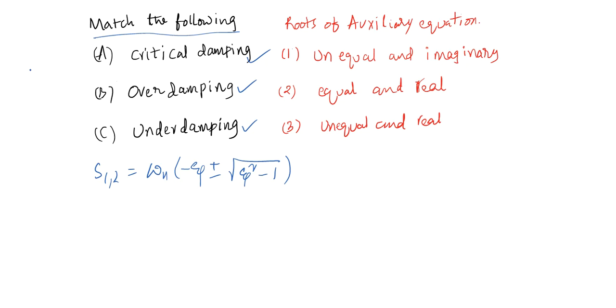For the critical damping case, zeta is equal to 1. If we place zeta equal to 1 here, this term will become 0. So for S1 and S2 we will get equal values, S1,2 equal to minus omega n. That means the roots are real, no imaginary terms, real and equal. So A is matching to 2.